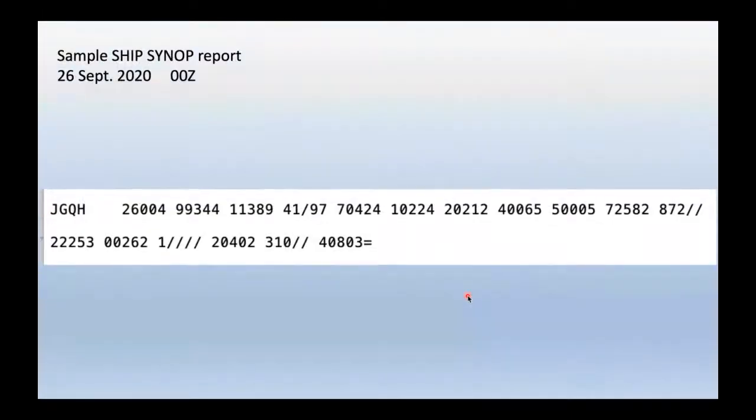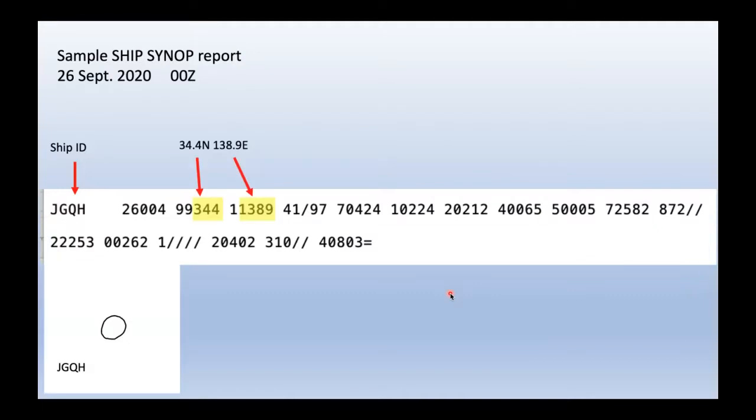So now let's look at a ship report. And this is very similar in most respects. There's the identifier. I don't know what that specific identifier means in this case. Here's the location. It turns out to be located just off the coast of Japan. I found that by looking it up on a map.